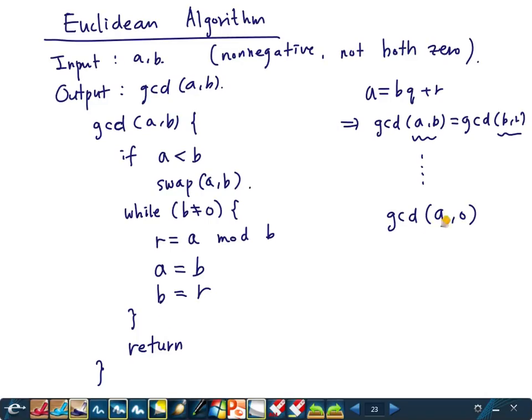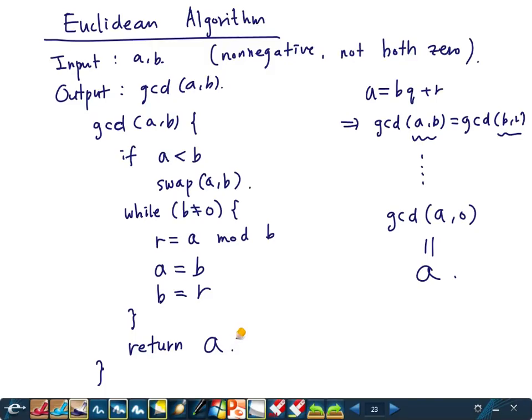What is the GCD of A, 0? 0 is a multiple, and everything is a divisor of 0. So A is a divisor of 0, so this is A. GCD of A, 0 is always A. All right? Because A is a divisor of A, of course, and it is also a divisor of 0, since 0 equals A times 0. So GCD of something, 0 is always that something. So we're going to return A.